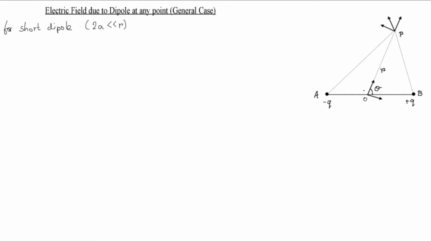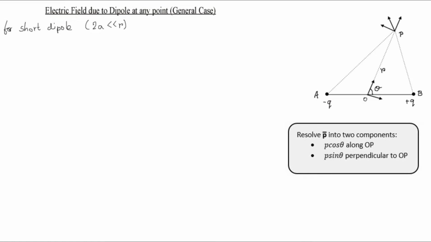Now, first, we will divide the vector p, that is the dipole moment, into two components. One is its cos component. So let us consider that dipole moment. We know that the dipole moment always acts from the negative charge towards the positive charge. So this is the dipole moment p, right? And this becomes the cos component, p cos theta, and this becomes the sine component, that is p sin theta, right?